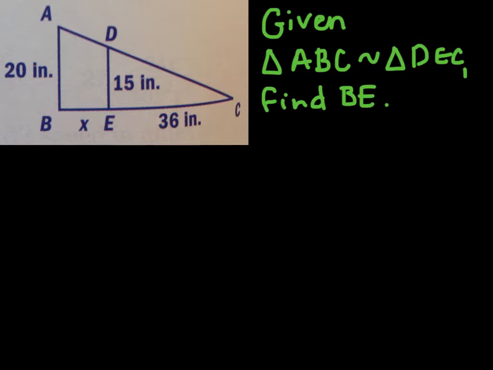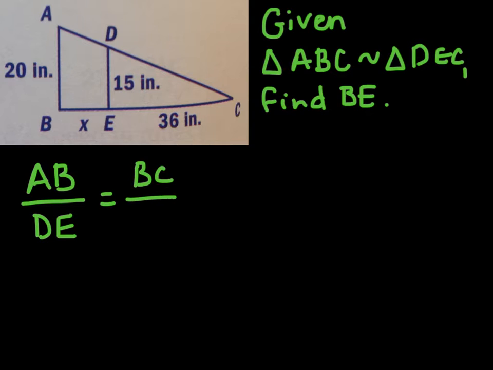Our final concept for Chapter 6.5 is to use algebra and similar triangles to solve for an unknown length. Given that triangle ABC and triangle DCE are similar, find length BE. Okay, so let's begin by writing a proportion. Line AB is proportionate to line DE, which is equal to BC over EC.